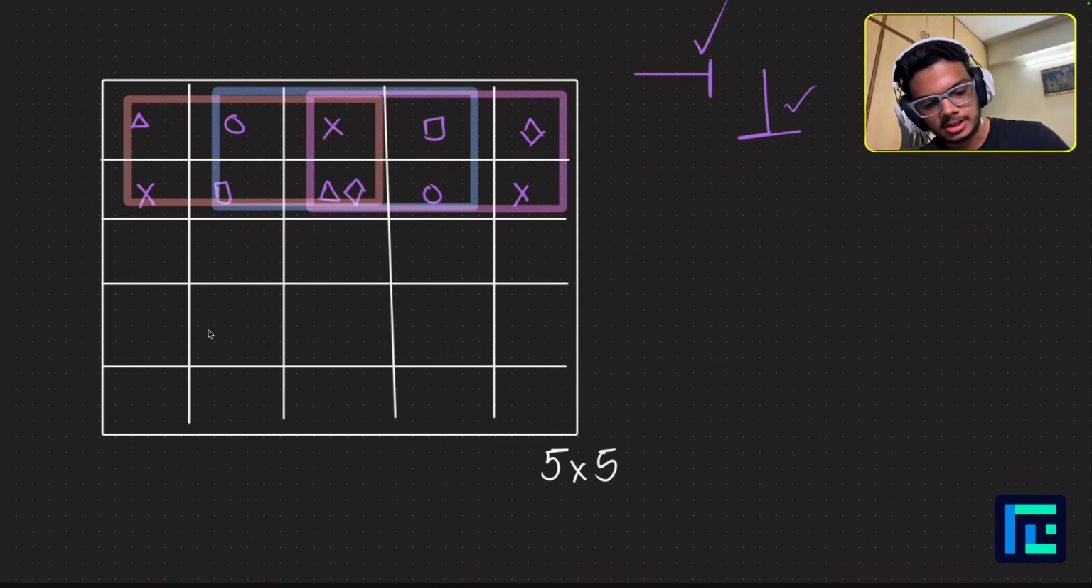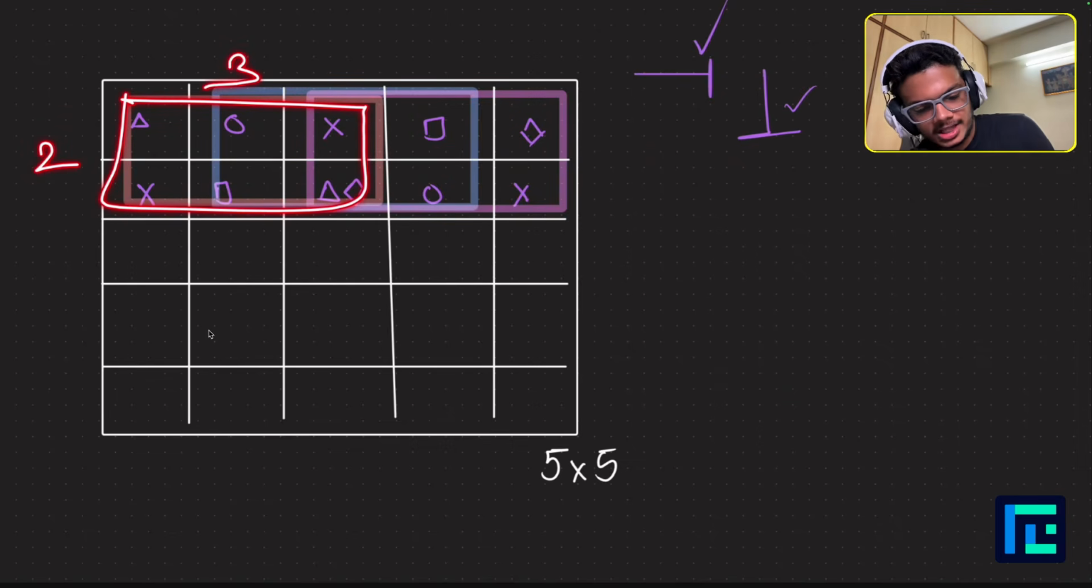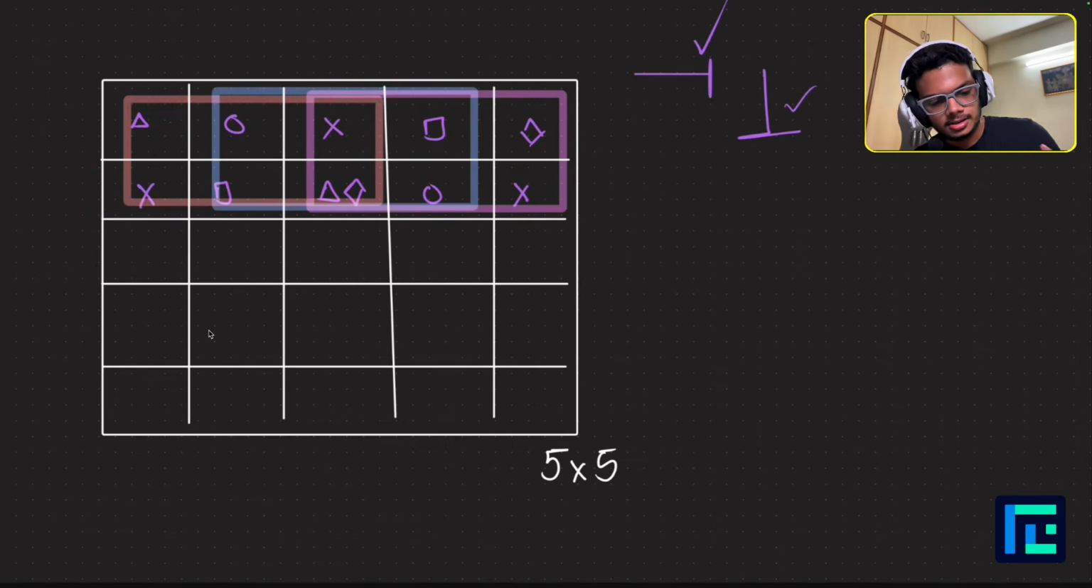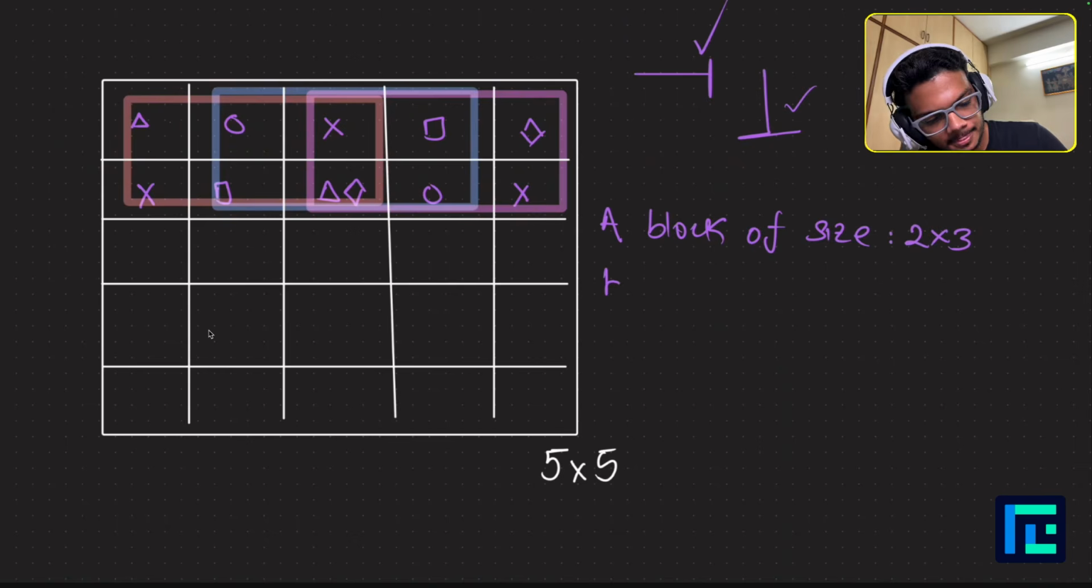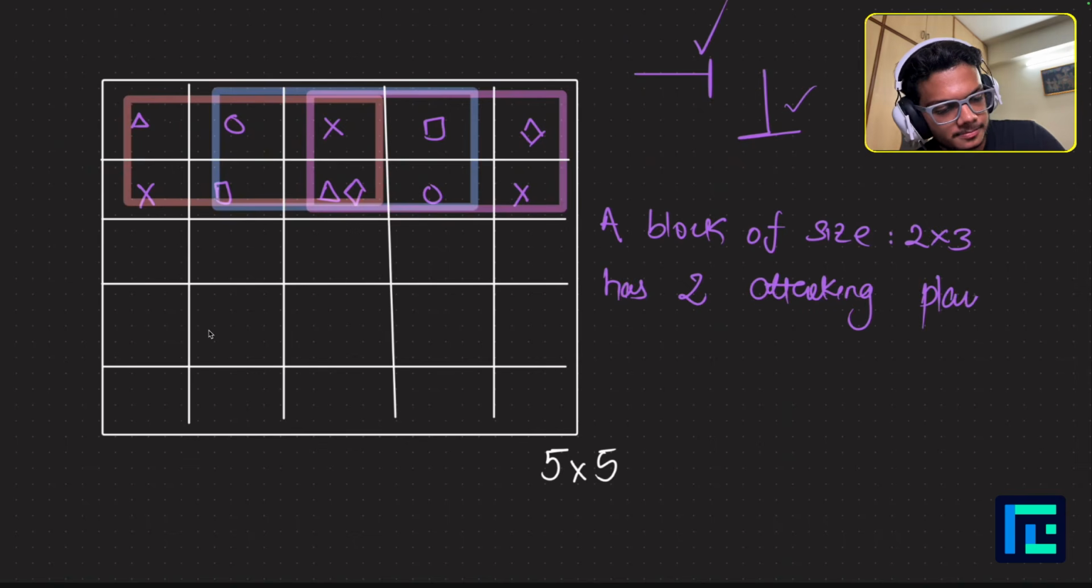So what do you see here? What is this block? This block is of size 2 by 3, right? 2 rows and 3 columns, right? So a block, or you can say a slab of size 2 by 3, has 2 attacking placements, right? Has 2 attacking placements, and these 2 are unique as well.